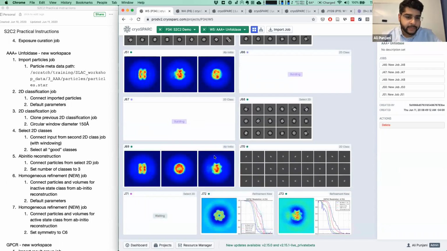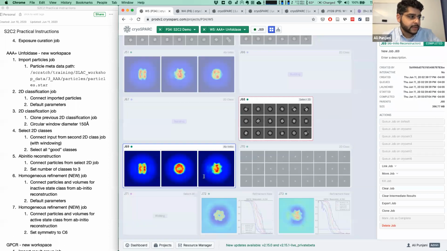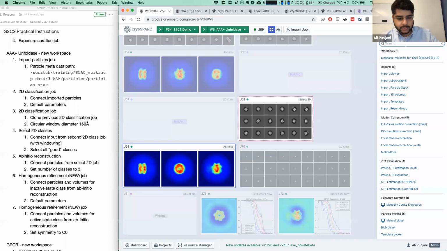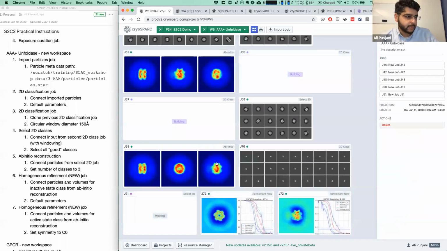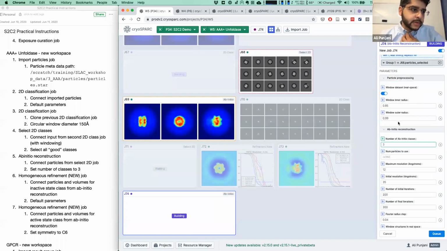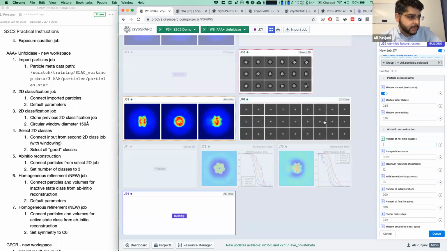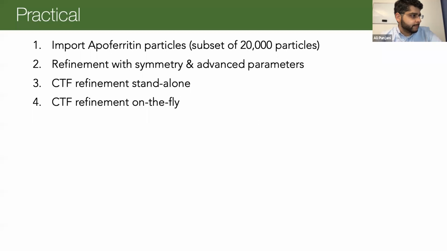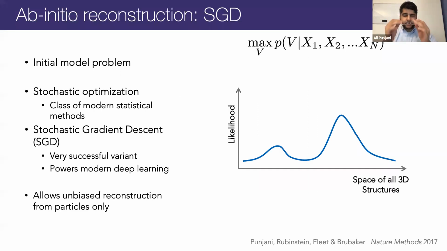Okay, so that's everything we wanted to see in this data set. What I want to do next is just go through some of the advanced parameters of ab-initio reconstruction and explain what they do. So that's also complete. And for that process, I will clone this ab-initio reconstruction job and just talk through some of the parameters. So actually, before I do that, I will go back to the slides and talk a little bit about ab-initio reconstruction from a more theoretical mathematical perspective.